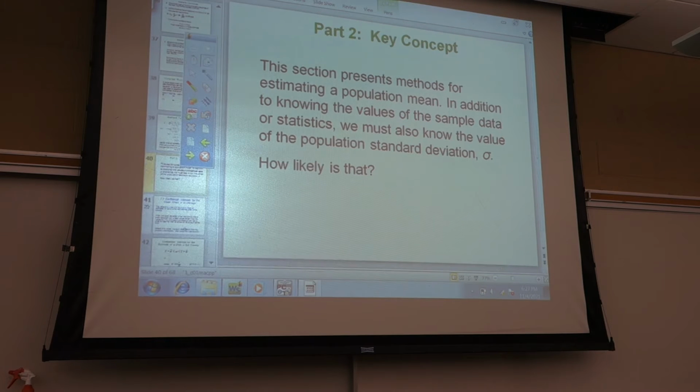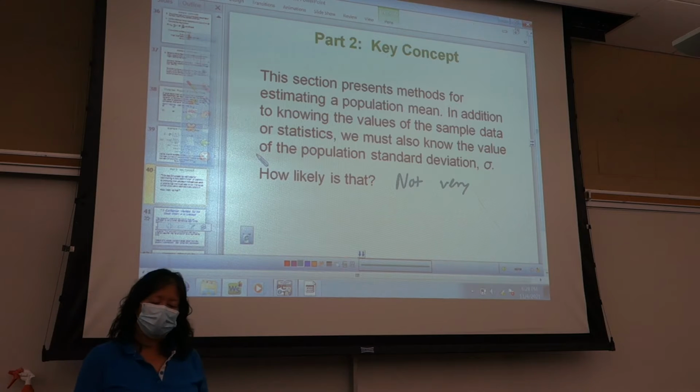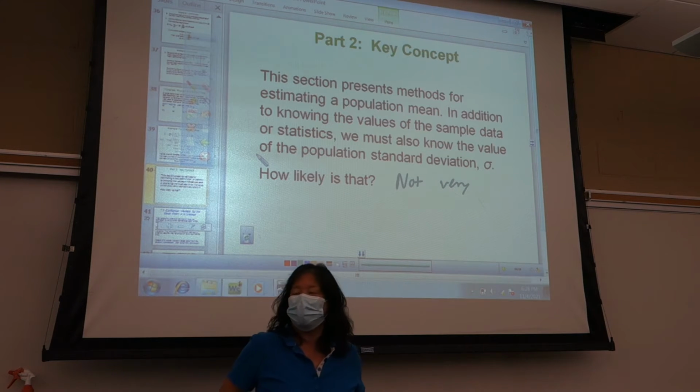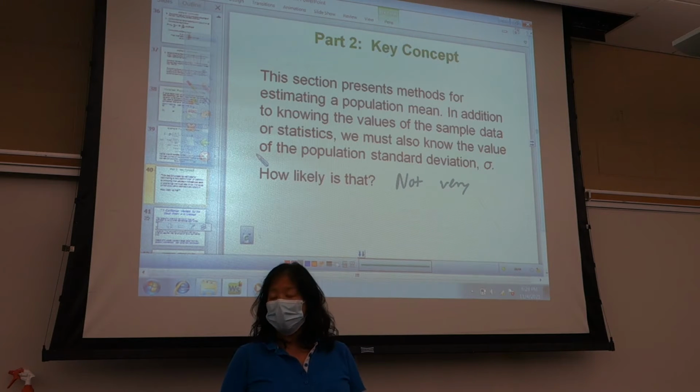So instead, we're going to use something instead of our population standard deviation. What do you think would be a good guess of what to use instead of our population standard deviation sigma? What's a good estimate for that? 25. So that's a good guess if it's a proportion, for sure. This is a mean.